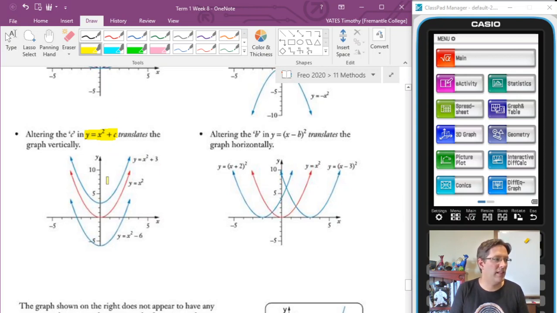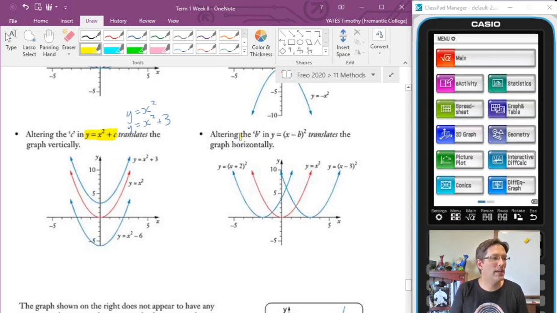If we substitute a value of x into here, and compare y equals x squared to y equals x squared plus 3, this second graph is always going to be 3 higher up than the y equals x squared one. So we're all pretty familiar with that, hopefully, and there's a little diagram of how that moves up.